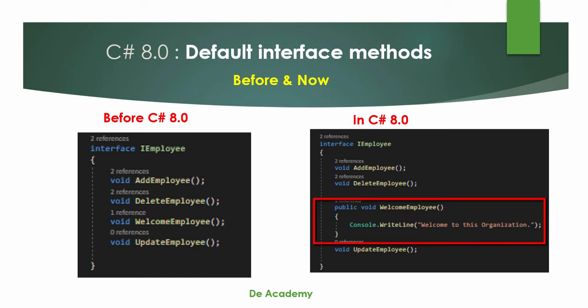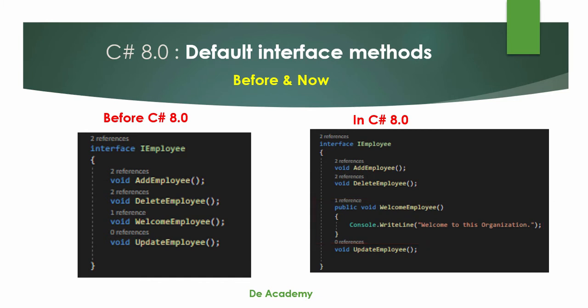So for the new client, for example, if employee class implements the iEmployee interface, in that case, employee class can inherit the welcome employee method content or employee class creates its own version of the welcome employee, just overriding the default implementation of the welcome employee method.